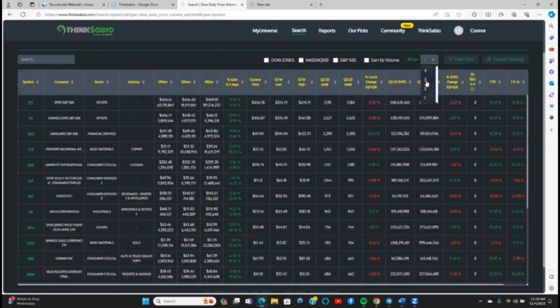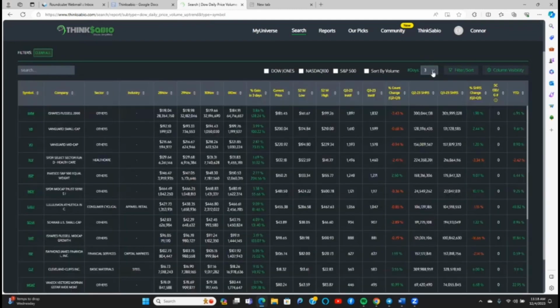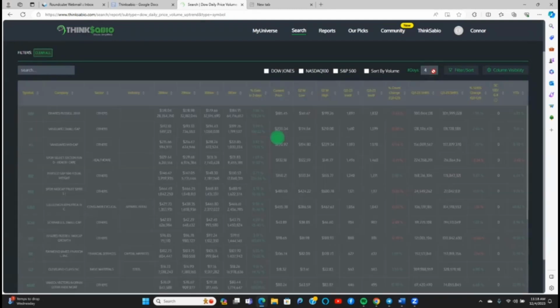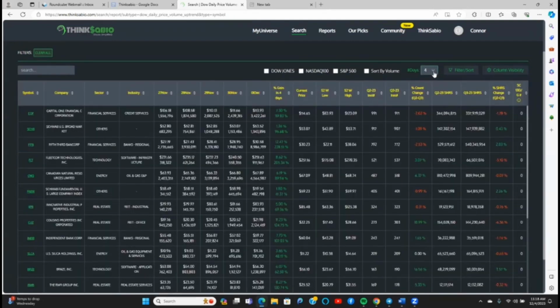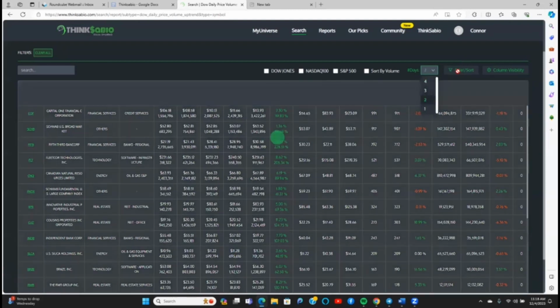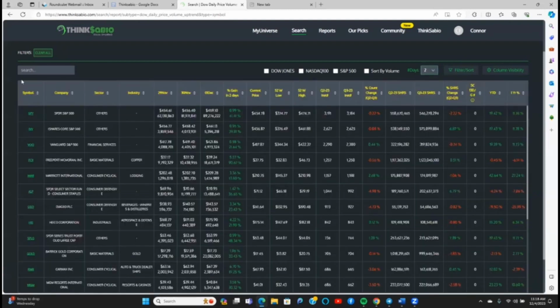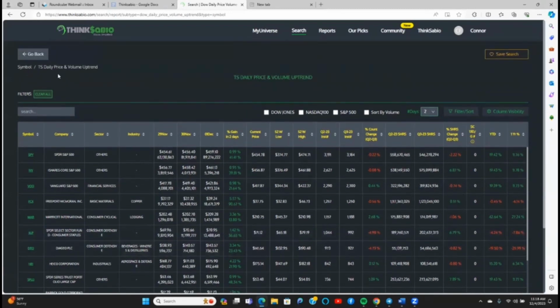You can filter by the number of days, like so, and it only shows up to 4 days, because no stocks have had an uptrend in price and volume for more than 4 days. But you can still filter by the number of days, and you can still filter and sort by which columns you want to see. It's a pretty basic look at it, but this helps you see not just pricing information, but how people are buying into a stock in terms of volume and the amount of trading.